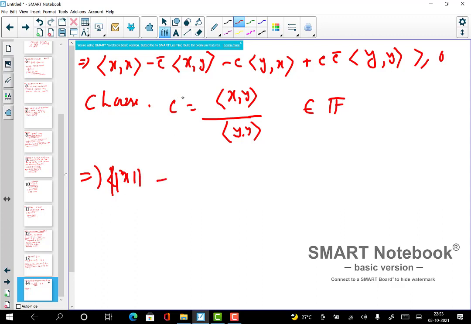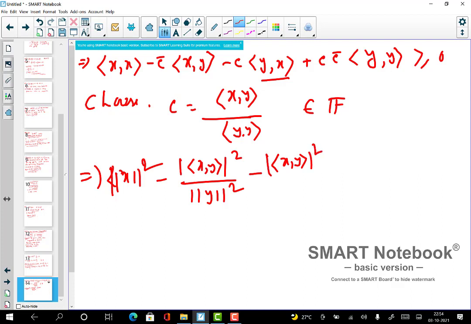The second quantity, when you plug those in: c bar means the conjugate of the inner product of x, y, divided by the conjugate of the inner product of y, y. But this is the norm of y squared, which is non-negative, so the bar will always be the same thing. So this will be the mod of the inner product of x, y, whole squared, divided by the norm of y squared, because this is the inner product of x's. The third quantity will be minus c times the inner product of x, y into the inner product of y, x, but the inner product of y, x is nothing but the conjugate of the inner product of x, y, so it will again be the mod of the inner product of x, y, whole squared, divided by the norm of y squared.